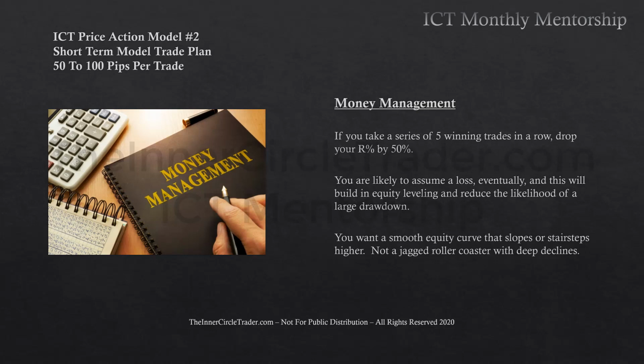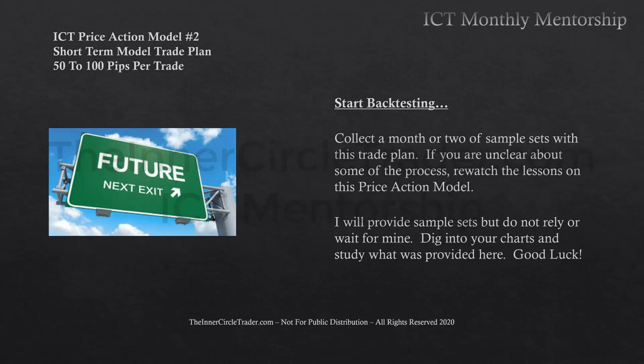If you take a series of 5 winning trades in a row, drop your R% by 50%. You are likely to assume a loss eventually, and this will build in equity leveling and reduce the likelihood of a large drawdown. You want a smooth equity curve that slopes or stair steps higher, not a jagged roller coaster with deep declines.